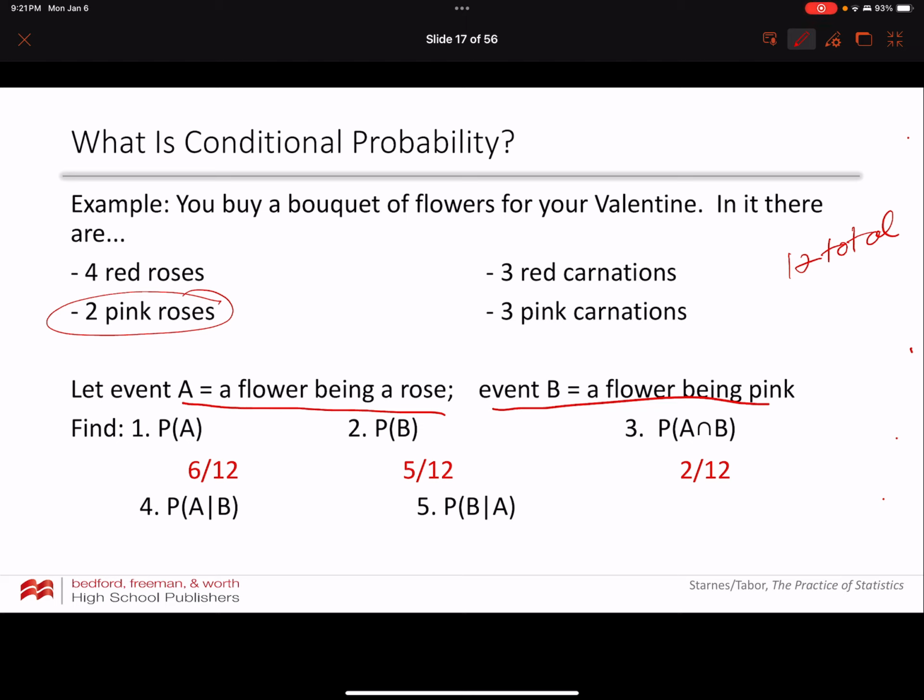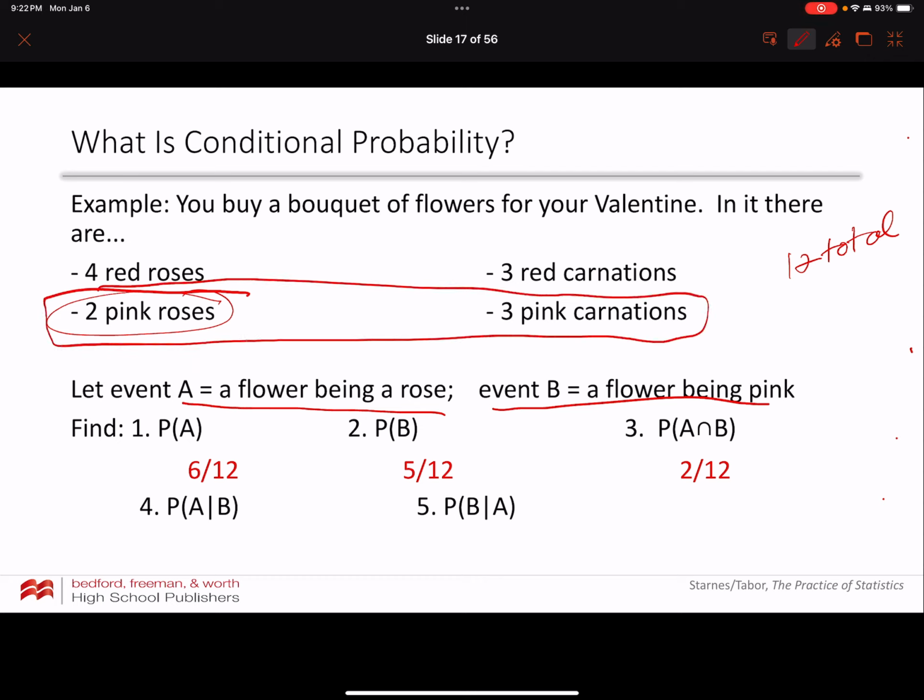So what's the probability of A given B? What's the probability, in other words, that you have a rose given that the flower is pink? So the given part in this case is that the flower was pink. So in other words, I'm only looking at the pink flowers. So now I don't have 12 total. I have 2 plus 3. So I have 5 total, right? And out of those 5 total, what's the probability that I have a rose? 2 out of 5, right? The 2 pink roses right here.